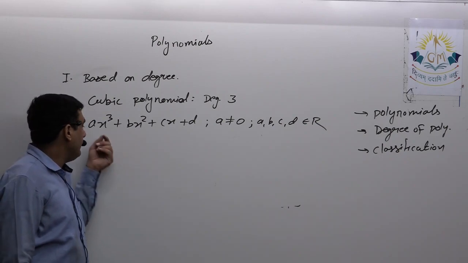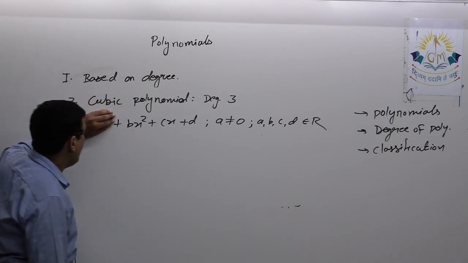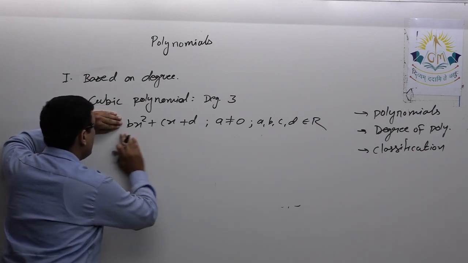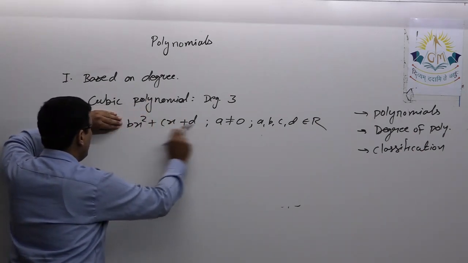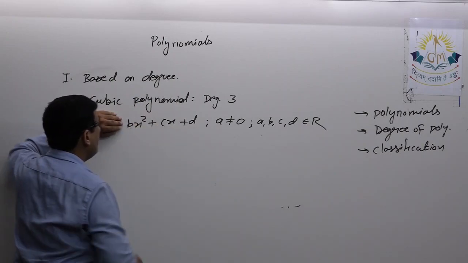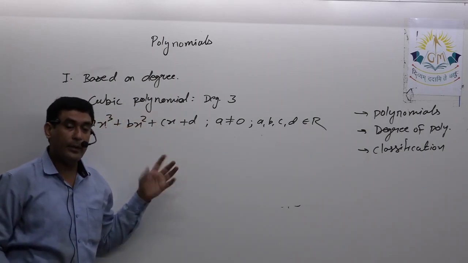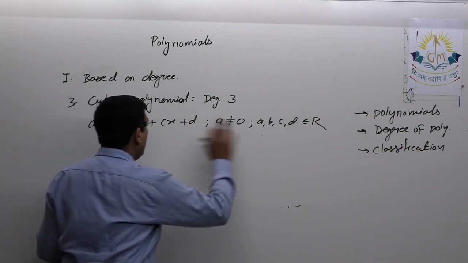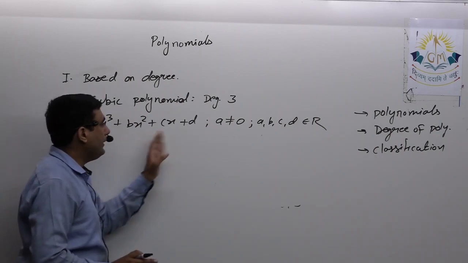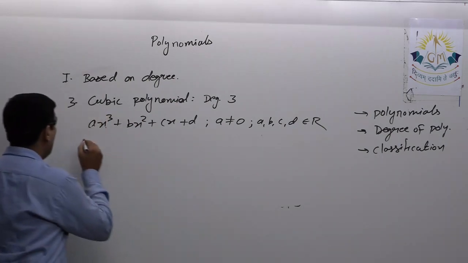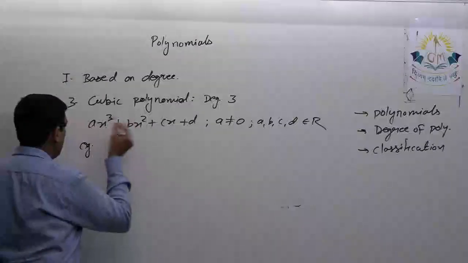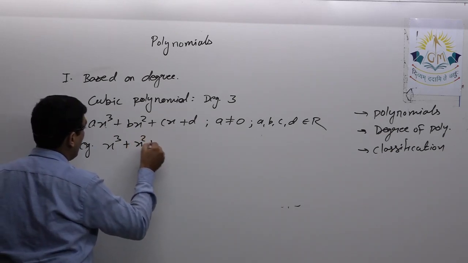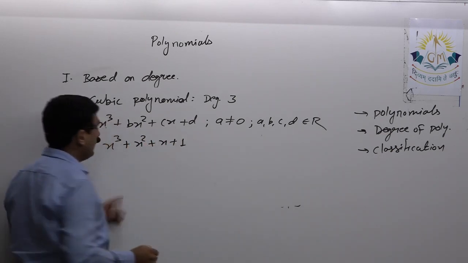Again, what happens if I make a 0? If I make a 0, this term won't be there, and I will be left with this and this. In this polynomial the degree of the variable is 2, and hence it becomes a quadratic polynomial. So a should not be equal to 0. I can make b, c and d all 0, it doesn't matter. Let us see an example. I can write x cube plus x square plus x plus 1. This is a cubic polynomial.